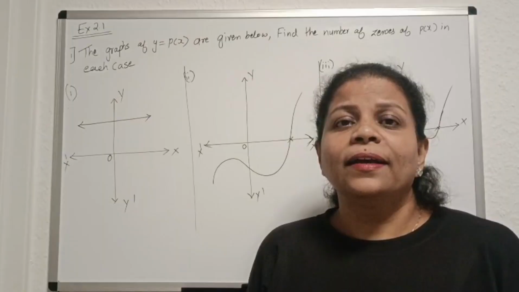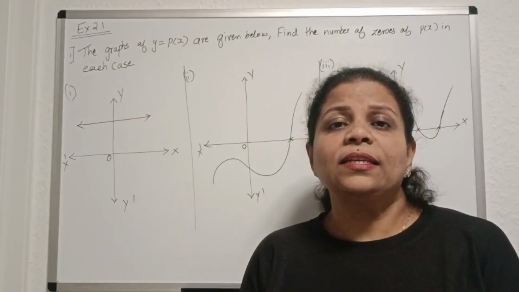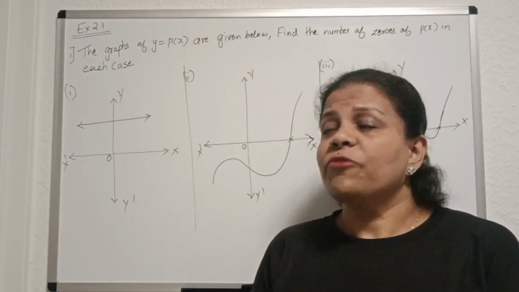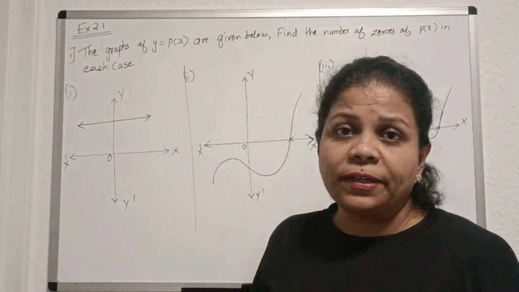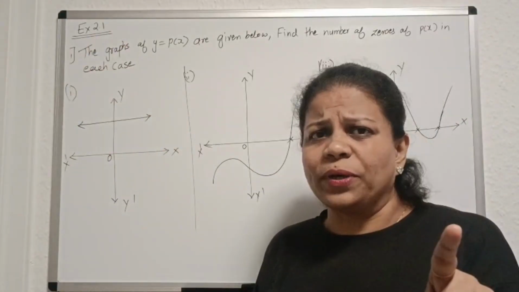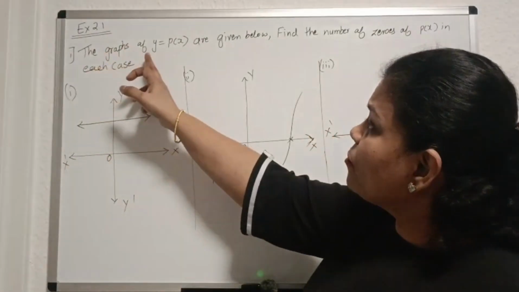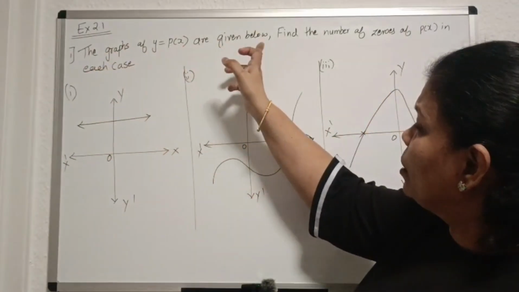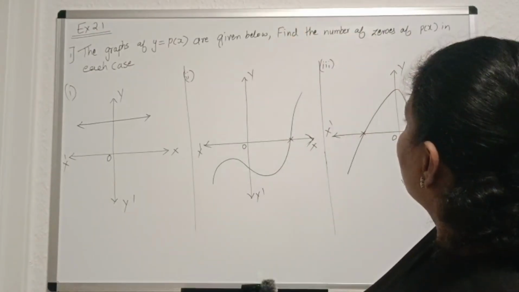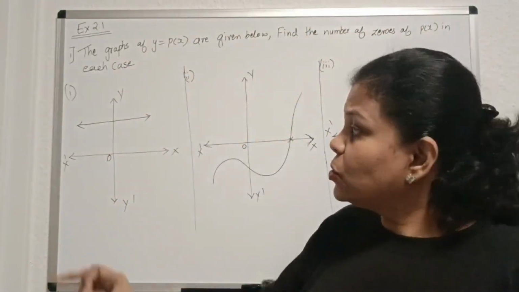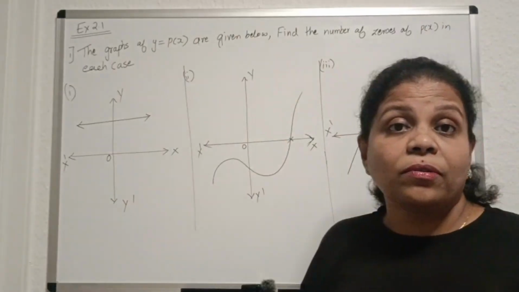So should we start? There are two exercises in this chapter. The first exercise is 2.1. It has only one question. Let us read the question first, which says: the graphs of y equals p(x) are given below. Find the number of zeros of p(x) in each case. So you can see there are graphs.